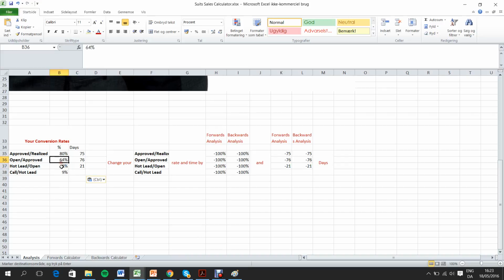Opens to approve means that of those opportunities we put up, 64% of them get matched, and this takes us 76 days on average to do. And those matched, 80% of them actually arrive here in the country and realize, and this takes 75 days on average. So that's just to understand what these numbers mean.